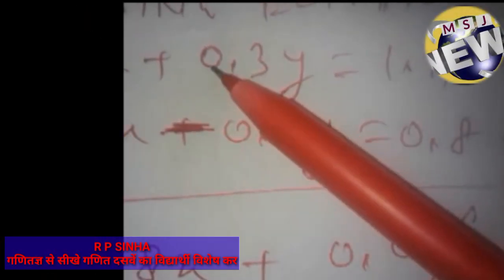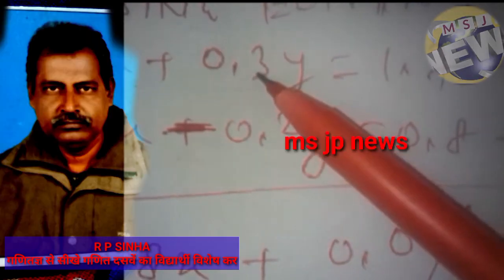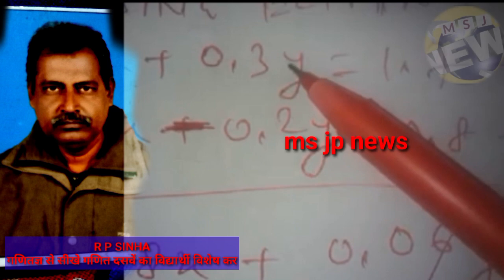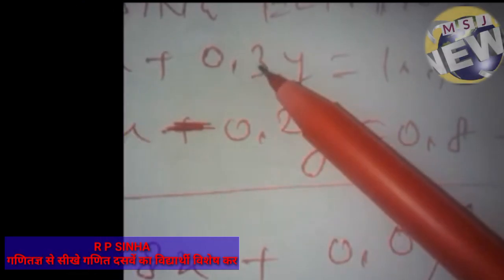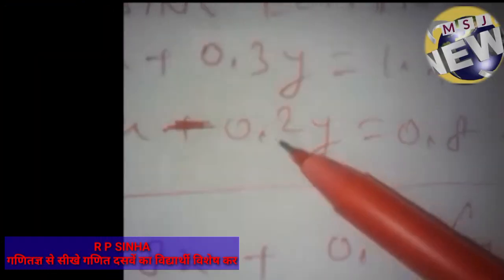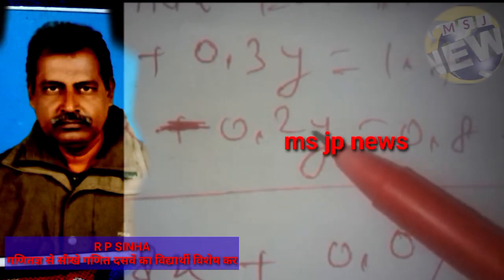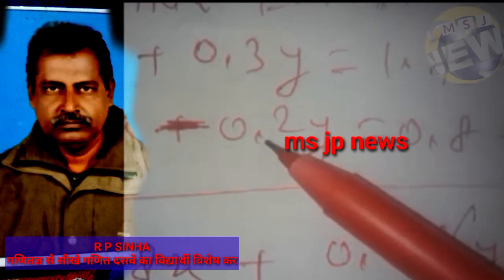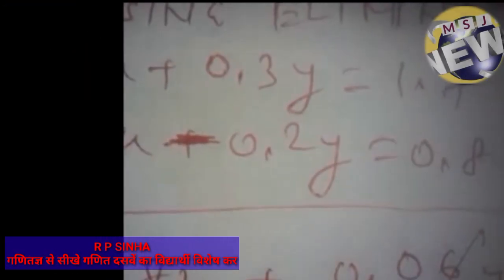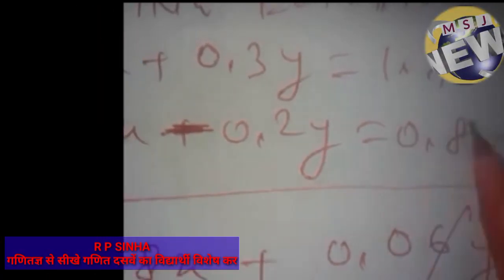Since the coefficient of y in equation number 1 is 0.3, and we have to remove variable y, we will multiply the whole of equation number 2 by 0.3. The coefficient of y in equation number 2 is 0.2, so we will multiply all the terms of equation number 1 by 0.2. We will not carry the sign here. Since it is minus 0.2, we remove the sign and simply multiply the whole term by 0.2.